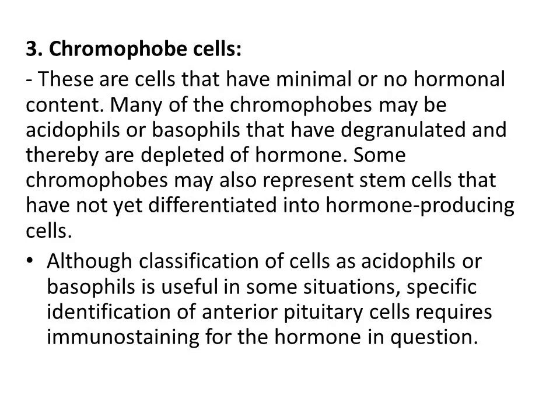Many of the chromophobes may be acidophils or basophils that have degranulated and thereby are depleted of hormone. Some chromophobes may also represent stem cells that have not yet differentiated into hormone-producing cells. Although classification of cells as acidophils or basophils is useful in some situations, specific identification of anterior pituitary cells requires immunostaining for the hormone in question.